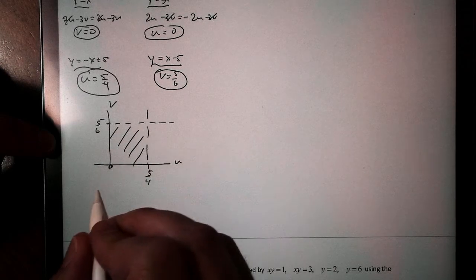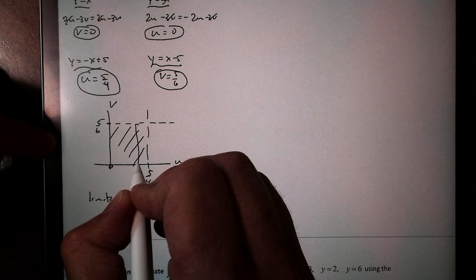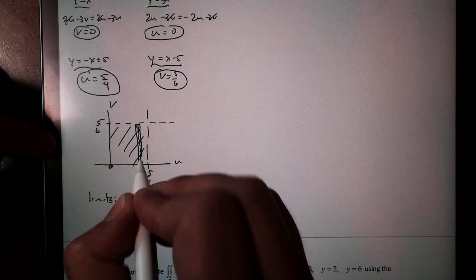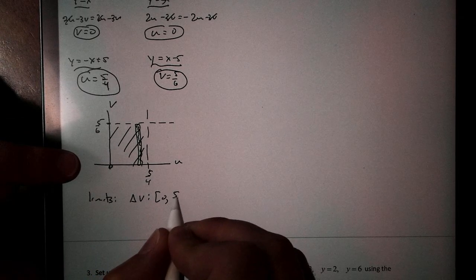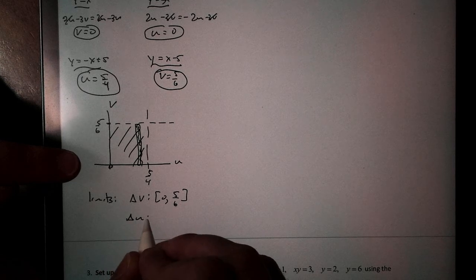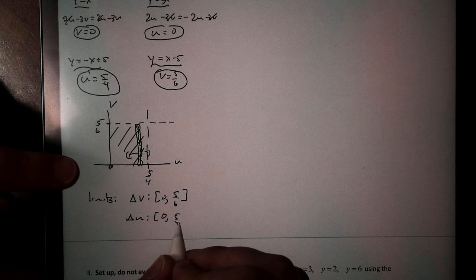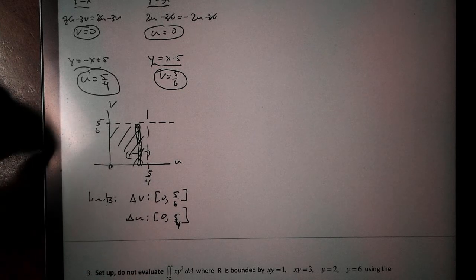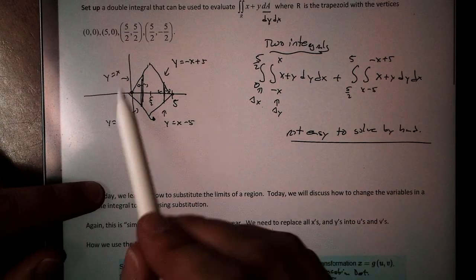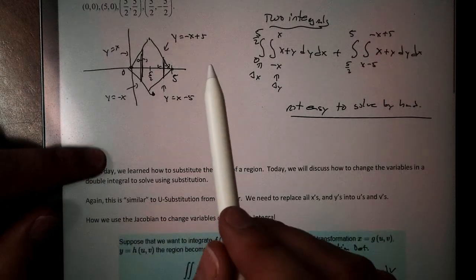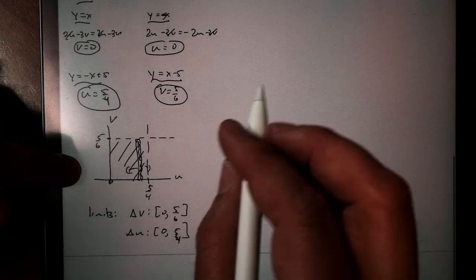If I want to find the limits, I'm going to draw a vertical rectangle right down here. My vertical rectangle talks about my change in v. Well, v goes from 0 to 5 over 6, and u goes from 0, moving right and left, to 5 over 4. So already, look at this. That's a much nicer base than that original parallelogram. And even better, I only need one integral. But I'm not done yet.